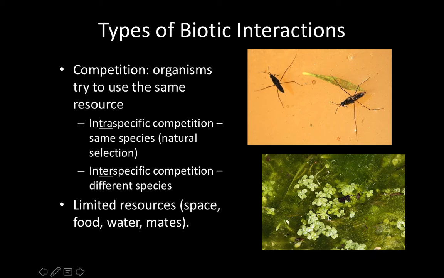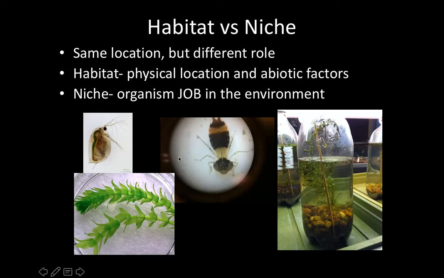So even the plants in there compete very aggressively towards each other, competing for light and competing for nutrients in the water as well as carbon dioxide. So the duckweed here and the filamentous algae are also competitors. And you have to understand that all resources, space, food, water, mates, nitrogen, carbon dioxide, they're all limited resources. So there's always going to be competition in an environment.